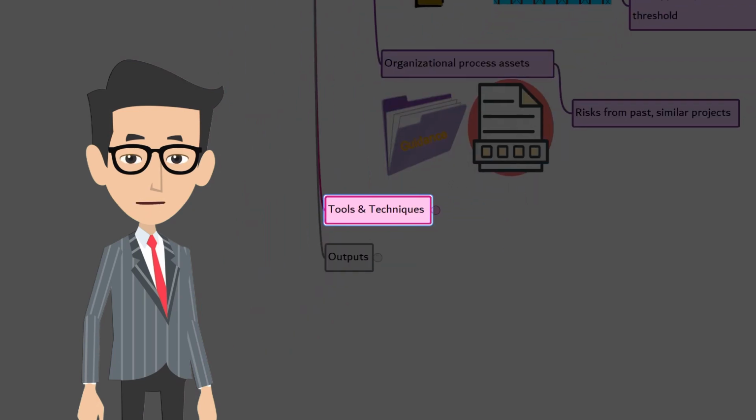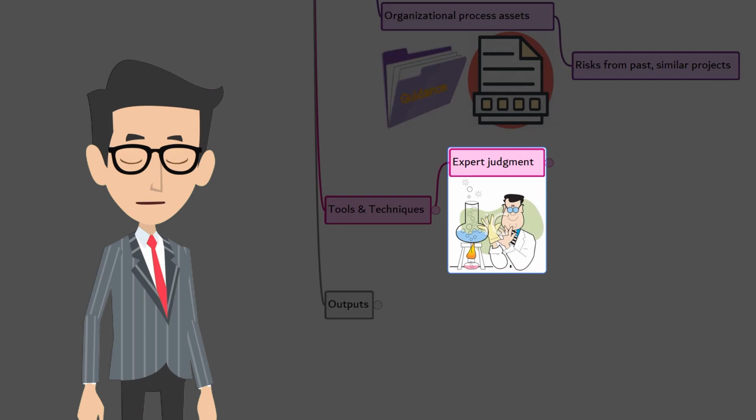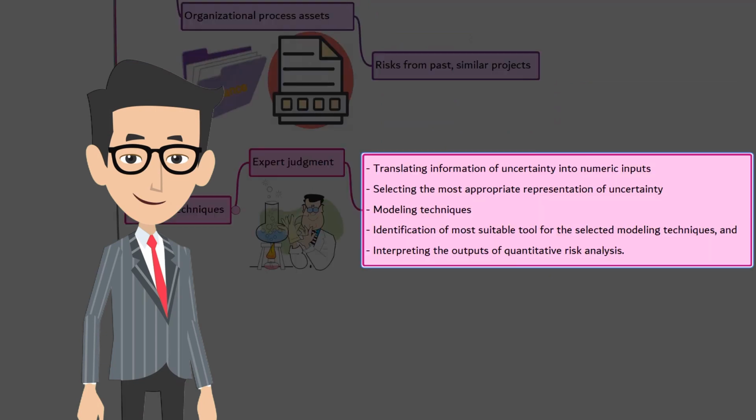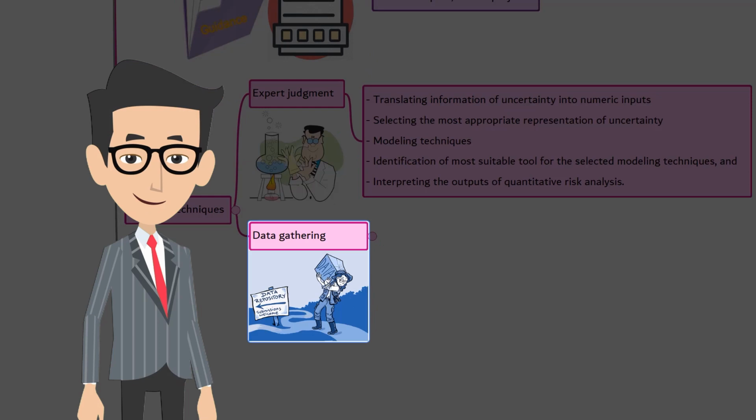Now, tools and techniques. First, expert judgment. For this process, the experts can help with translating information of uncertainty into numerical input, selecting the most appropriate representation of uncertainty, modeling techniques, identification of most suitable tools for the selected modeling techniques, and interpreting the outputs of quantitative risk analysis.